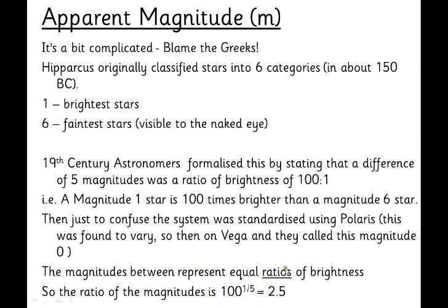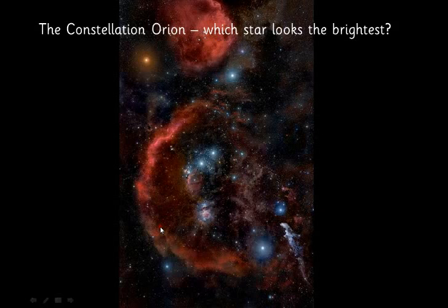But the crucial thing is this number 2.5 comes from, if you take this star and you go to magnitude 5 it will be 2.5 times brighter, magnitude 4 will be 2.5 squared times brighter, and so on. If you do 2.5 to the power 5, you get about 100. 2.5 is a little bit of a rounded number, but it's near enough.